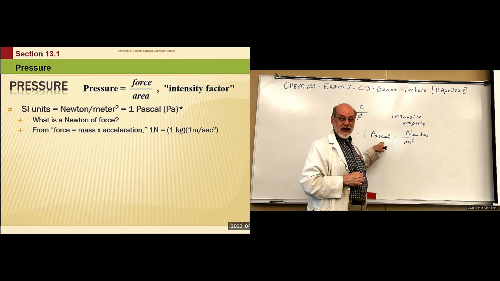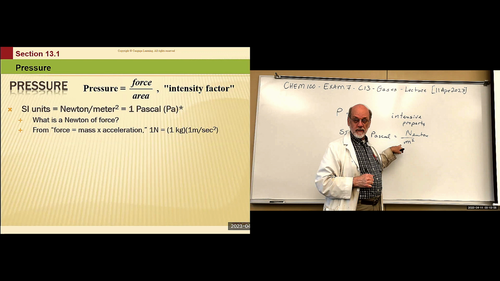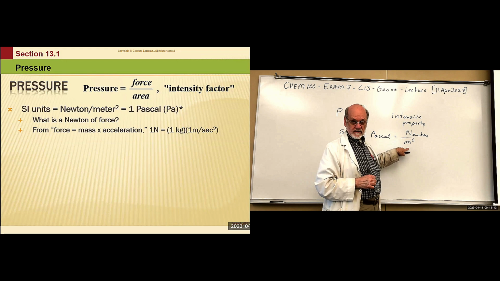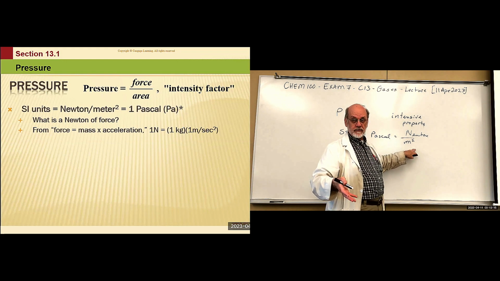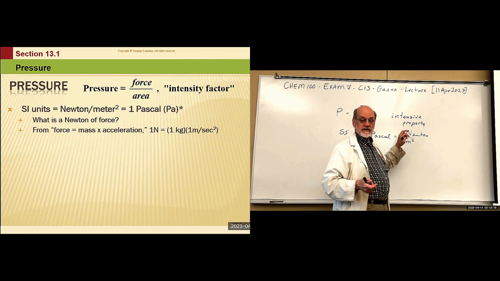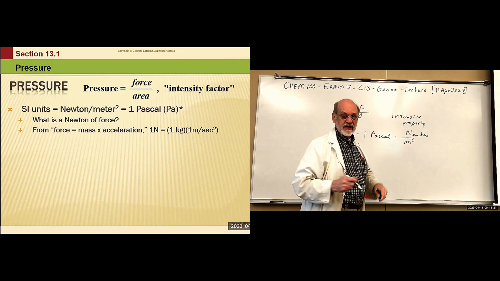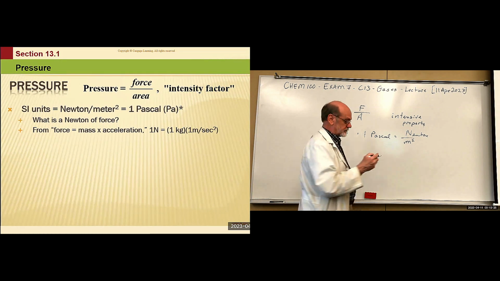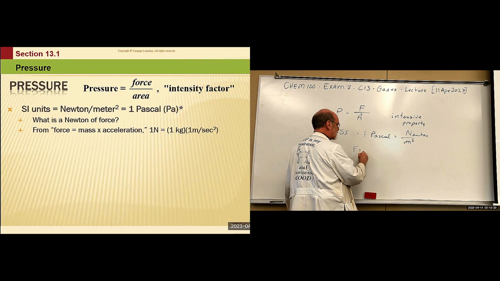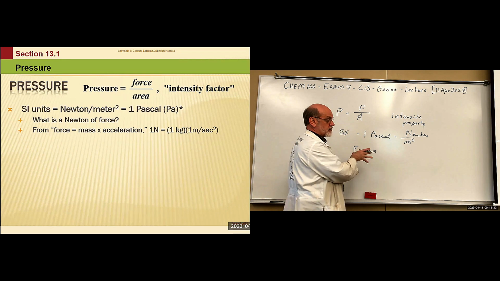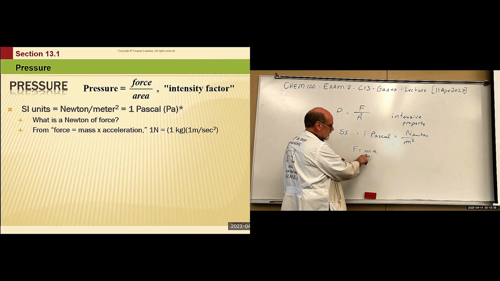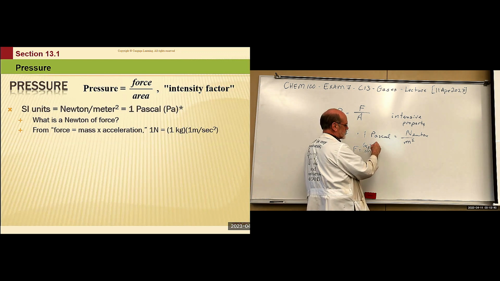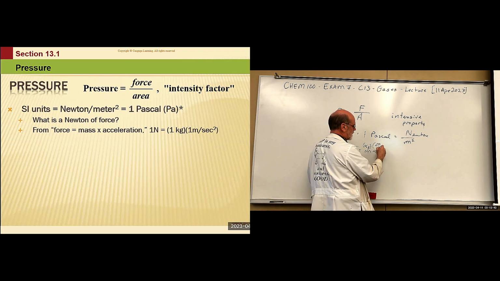But Pascal is a derived unit from Newton per square meter, right? It's not a fundamental unit. This is a fundamental unit, meters. And meter squared, of course, is a derived unit from the fundamental meters. Newton is also a derived unit, and it's based upon Newton's second law of motion. He said that force is equal to mass times acceleration. So if we know the mass, and the fundamental unit is a kilogram, and acceleration is a derived unit, which is meters per second squared.